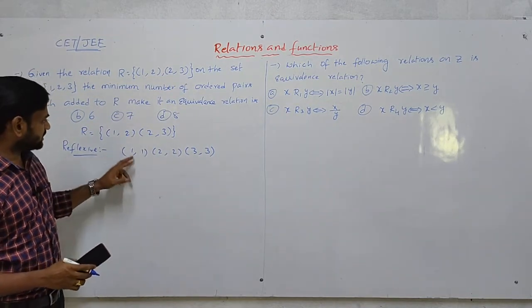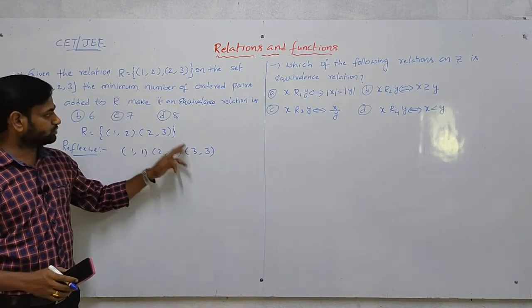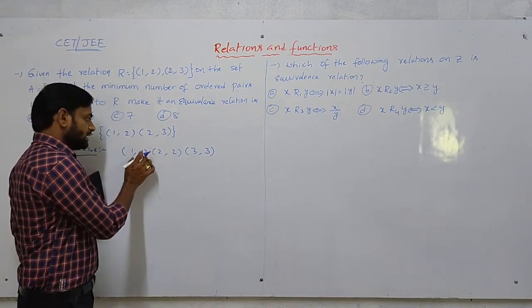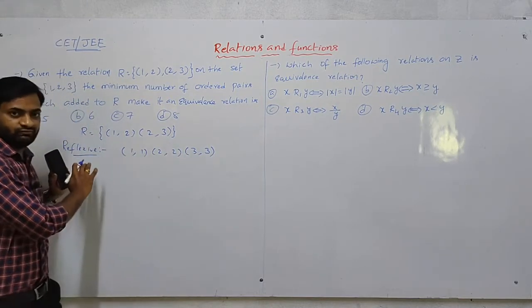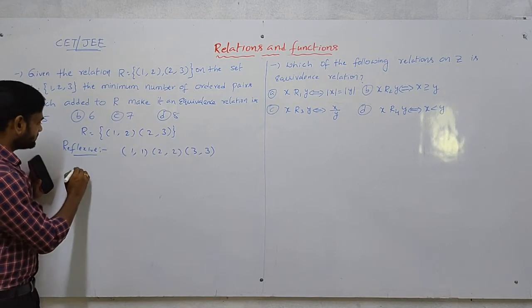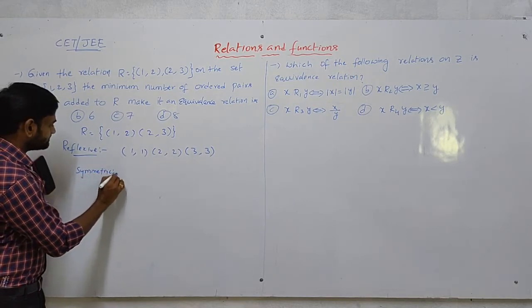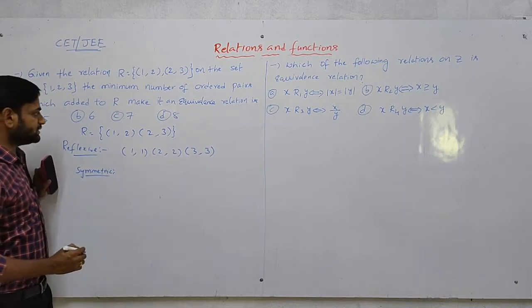See here. Any (1, 1)? No. (2, 2)? No. (3, 3)? No. Now, I am adding these 3 for reflexive. Clear. Next, symmetric. What is symmetric?